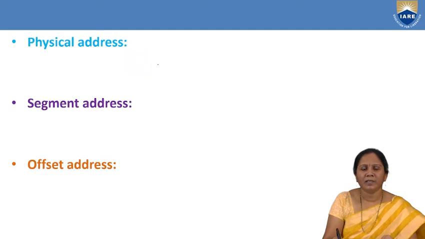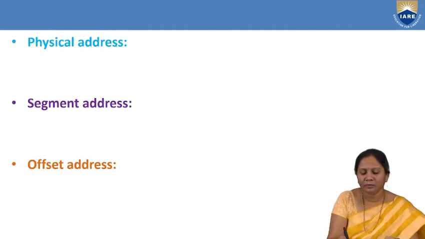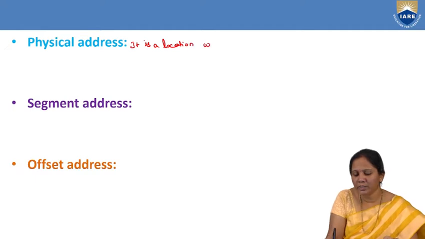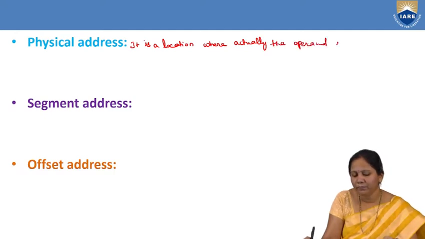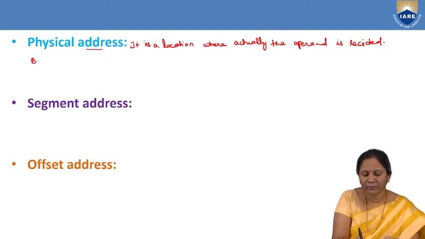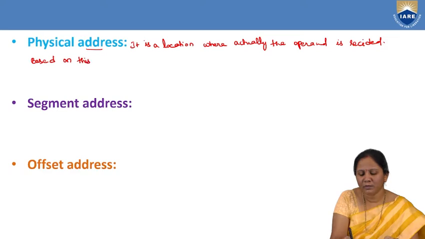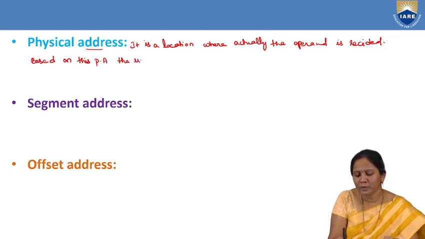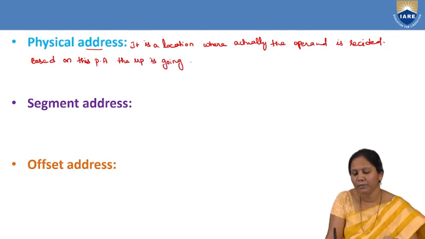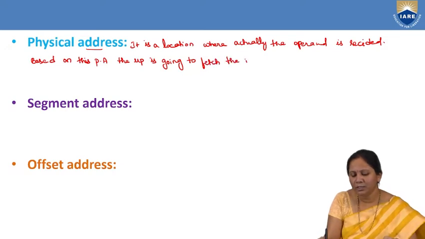So first, what is meant by physical address? The physical address is the address where actually the operand resides. The microprocessor generally fetches the instructions based on that address only. So the physical address is a location where the operand resides, and based on this physical address, the microprocessor is going to fetch the instructions from memory.